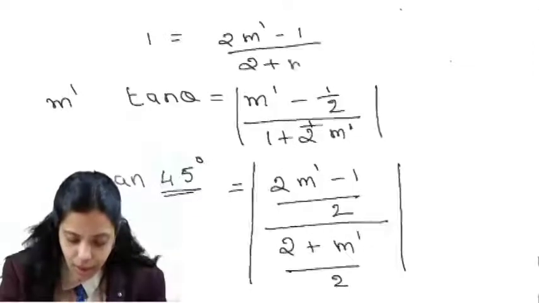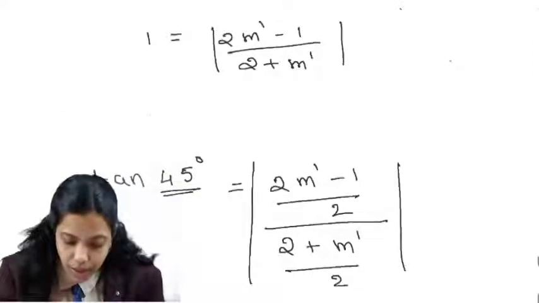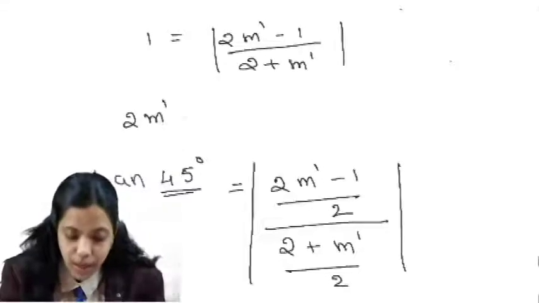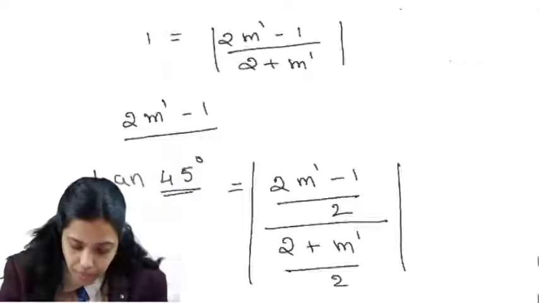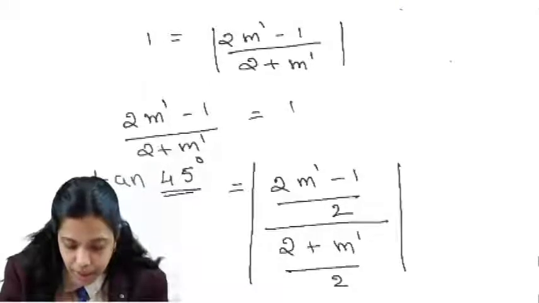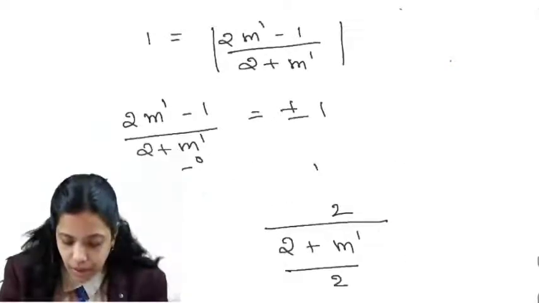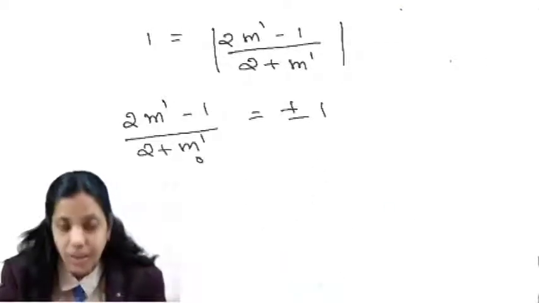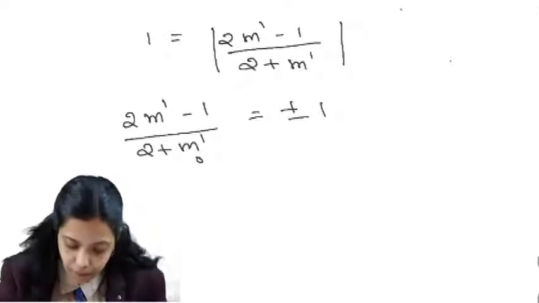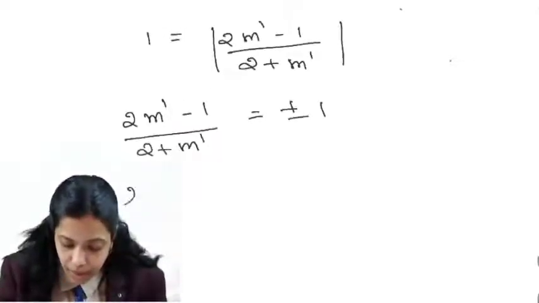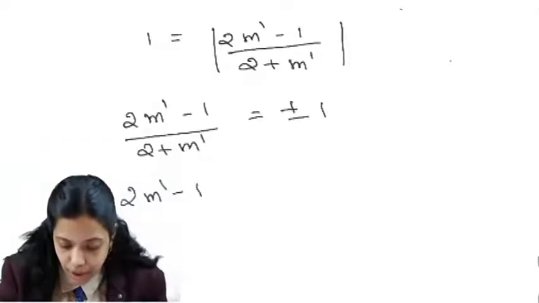Now one more thing: if we remove the absolute value sign, it can be plus or minus 1, so we get two values. So (2 m dash minus 1) upon (2 plus m dash) is equal to plus or minus 1. Now we are going to solve this. The first case we take as the value 1, and the second case as the negative value 1. So the first case is (2 m dash minus 1) upon (2 plus m dash) equal to 1.